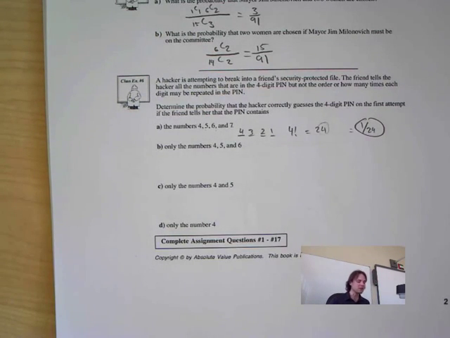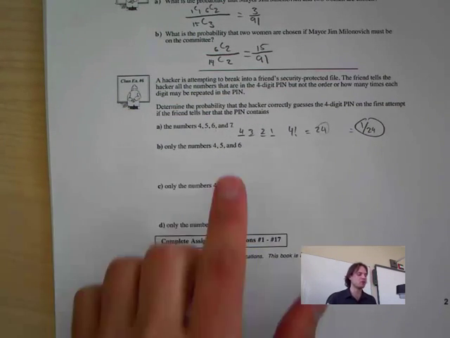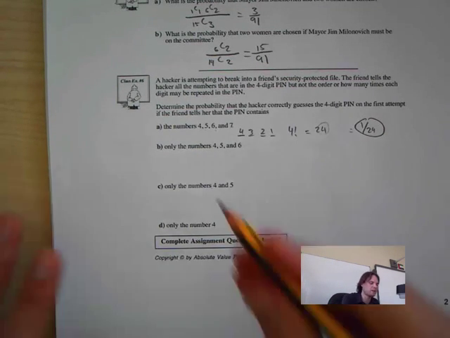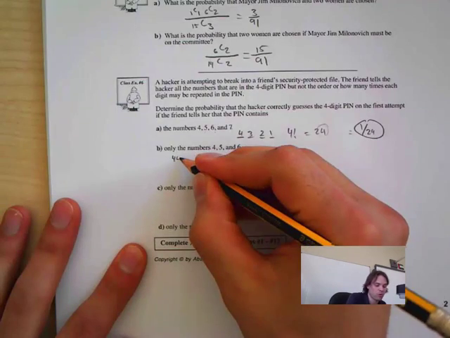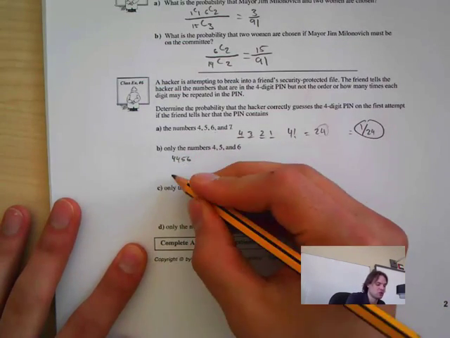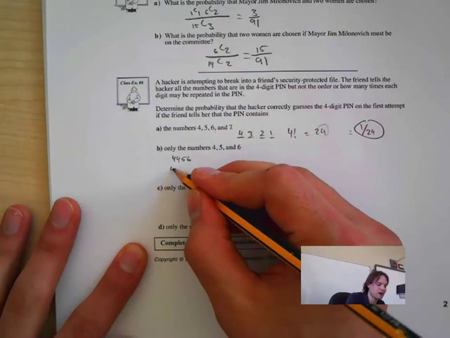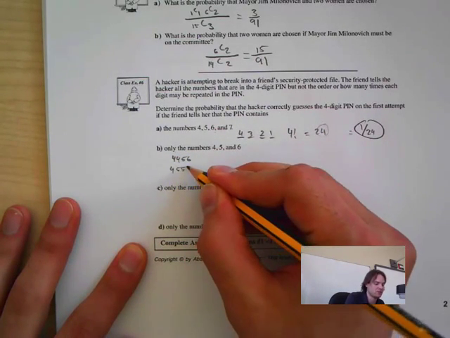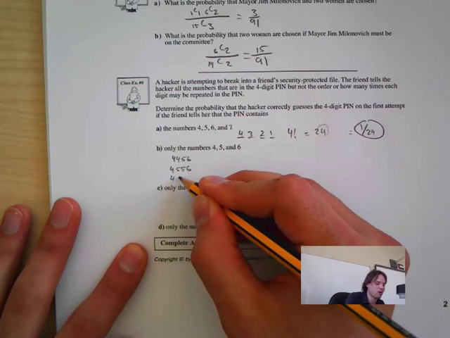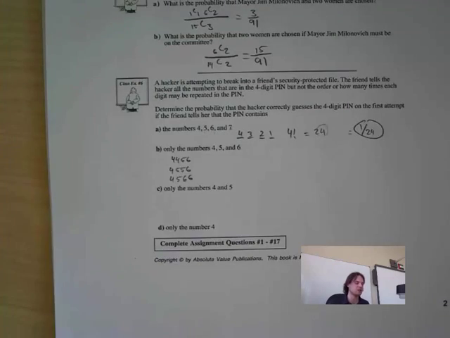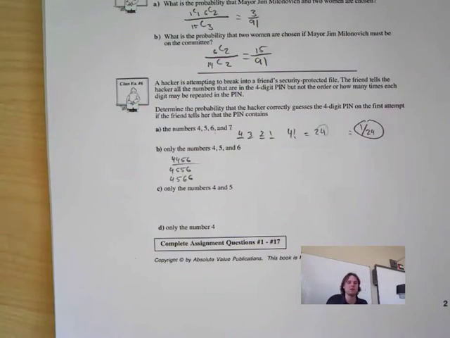Okay? Now, the next one says only the numbers 4, 5, and 6. So we only have 3 numbers, but it's a 4-digit code. So that means one of those numbers is repeated. Well, which one is it? It could be 4, 4, 5, 6. It could contain 2 4s. It could contain a 4 and 2 5s. It could contain a 4, a 5, and 2 6s. So it could be any of these. But this isn't the exact order it could be in, is it?